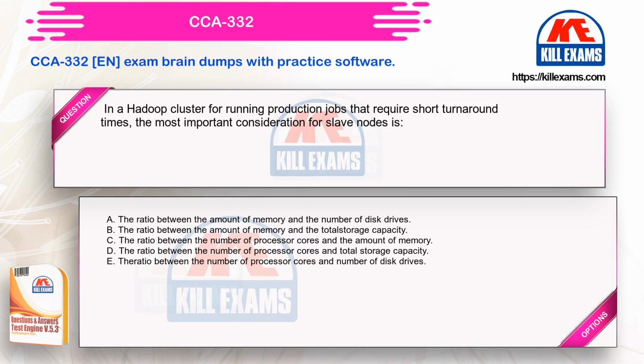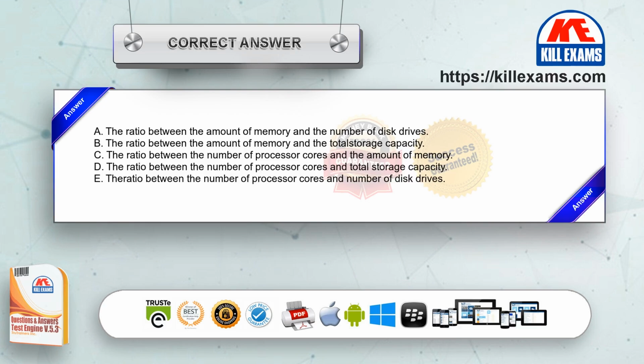Option D. The ratio between the number of processor cores and total storage capacity. Option E. The ratio between the number of processor cores and number of disk drives. The correct answer is option E.